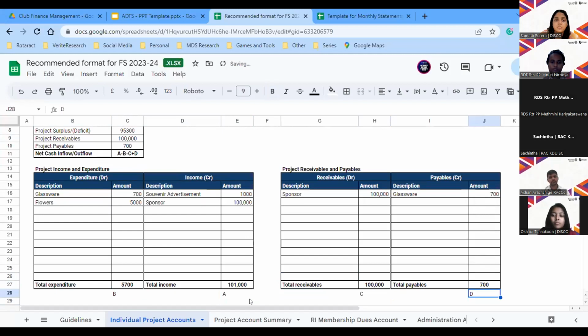You add it because that money has not left yet, as in, you haven't made that payment yet. That 700 is still with you. So you add it to get the final value. So then your final amount should be 95,000.